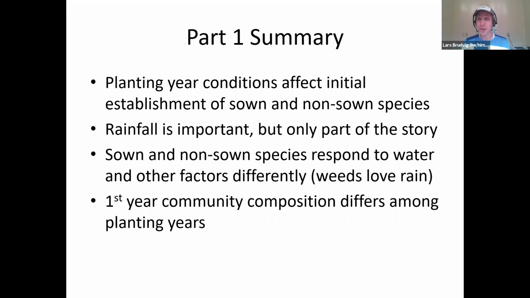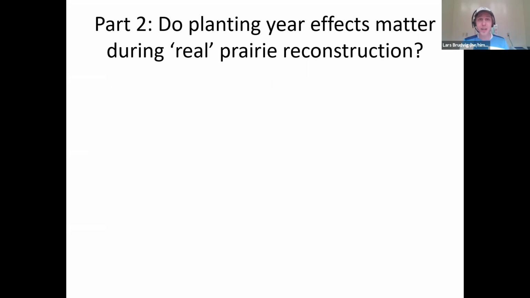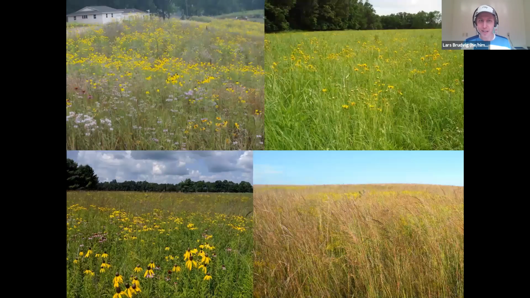So it answered some of our questions, but it left us with a lot more, maybe more than what we started with. So we wanted to know, does this actually matter when we go out into what we kind of call real prairie reconstructions? These prairies that we started out with pictures of. If we were to go out to some of these prairies, can we see a signature of planting year conditions? Is it related to rainfall?